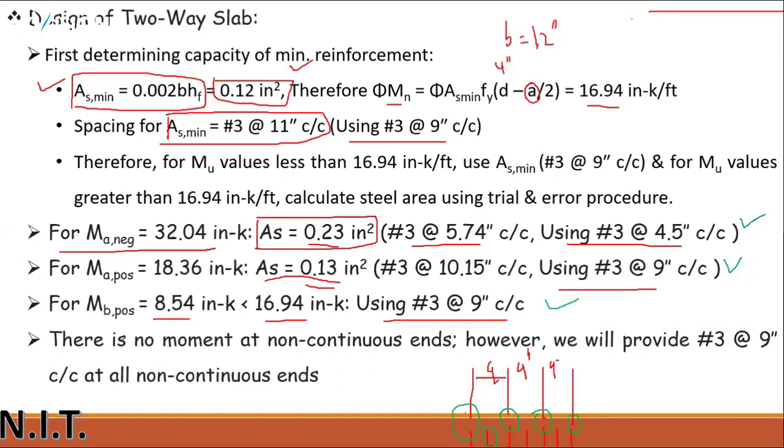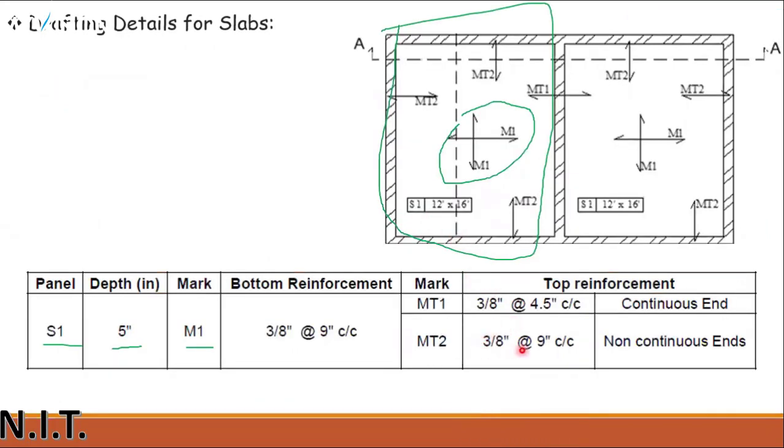If the value of MB negative is actually 0, so that's why when the area of steel is 0, we can provide the area of steel at minimum value. That's why we have selected it, as you can see from here. We have provided the minimum area of steel, that is number 3 at the rate of 9-inch center to center, which you can find out here. At the discontinuous end, number 3 at the rate of 9-inch center to center.